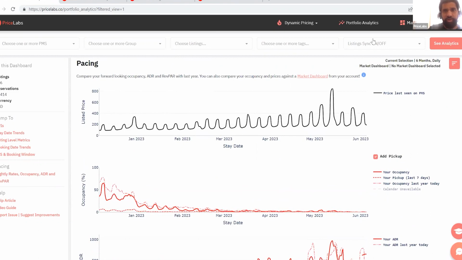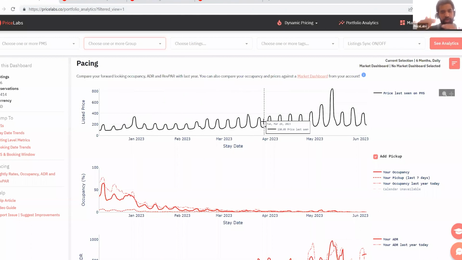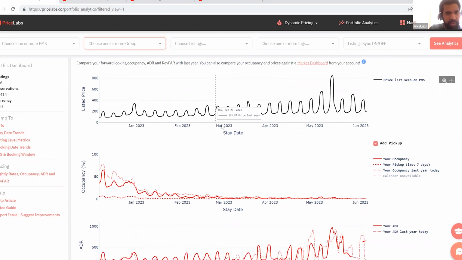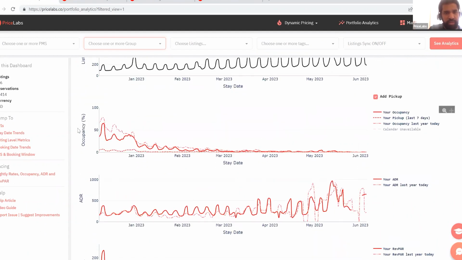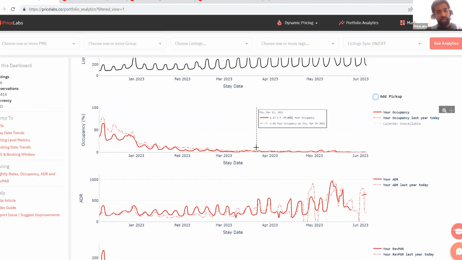Essentially, because I've not used any filter, this is a summary of all of my listings' prices. But if I used any of these filters and did see analytics, the prices would accordingly look like whatever listings I have selected, right? I'm going to come back to this pricing graph. Let's talk about this occupancy graph first. In the occupancy graph, what you'd see quickly is, hey, what's my current occupancy for future dates? And what was my occupancy last year as of today for the same dates, right? As of today, not your final occupancy.